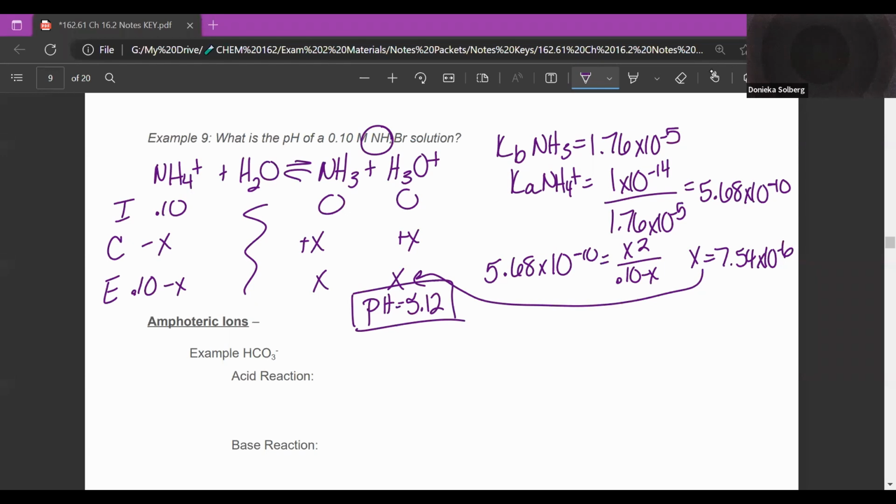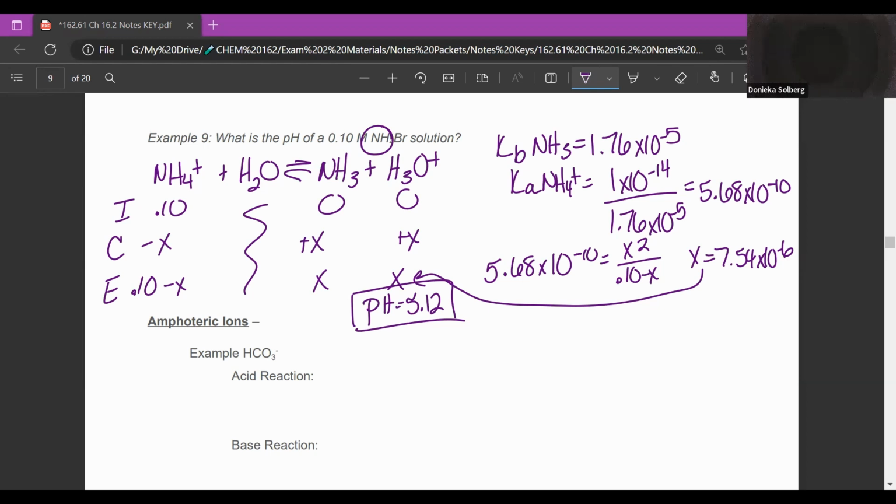Okay, so if you got 5.12, awesome job. I wrote what happens in water, so the hydrolysis equation for NH4+. I noticed that was the conjugate of a weak base, NH3, whose Kb I can look up: 1.76 times 10 to the negative 5th. That hydrolysis equation is a Ka equation, right? It's making an acid. So I can find the Ka of NH4+ by doing 1 times 10 to the negative 14th over 1.76 times 10 to the negative 5th, and get that the Ka is 5.68 times 10 to the negative 10th. So that equals x squared over 0.10 minus x.